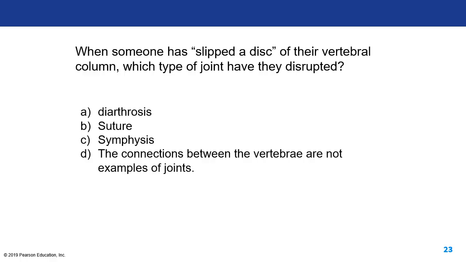All right, so this one says, when someone has slipped a disc of their vertebral column, which type of joint have they disrupted? Okay, vertebral column. Oh, I'm glad nobody's answering D. I just said I'm glad nobody's answering D and somebody pressed D. Okay, thank you. It's not D.